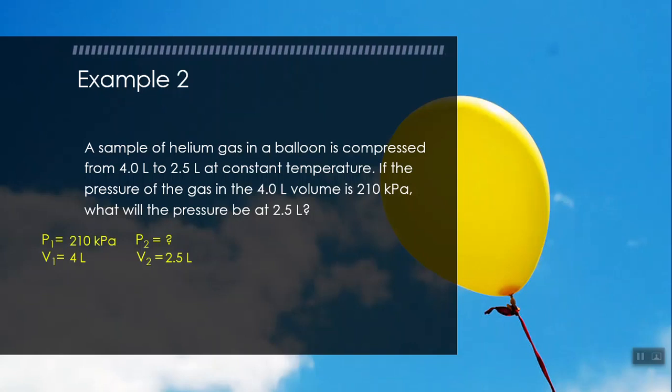So we are trying to figure out the final pressure. We have P1, V1, P2, V2. I'm going to use Boyle's Law, plug it all in, solve for P2, and we get 336 kilopascals. If you consider significant digits, we have 340 kilopascals.